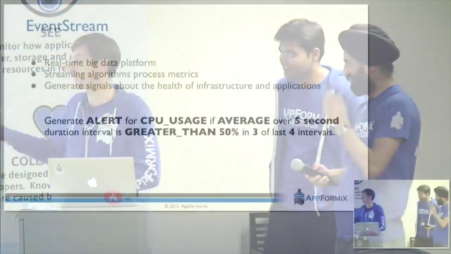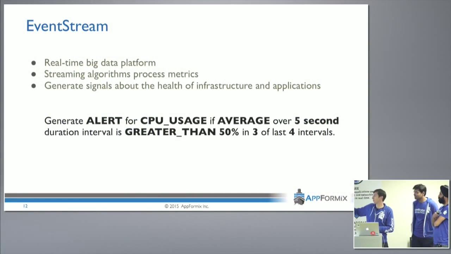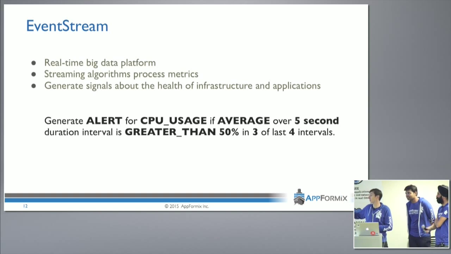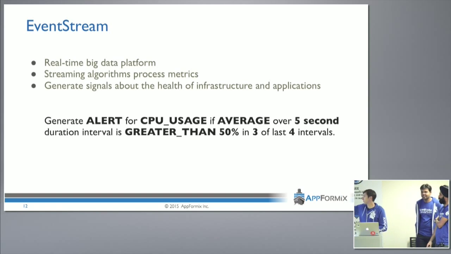So how the event stream works is basically you configure the policy that says, I want to generate an alert. This is an example: generate an alert for CPU usage if the average over a 5-second interval is greater than 50%. And then we don't want it to be too noisy, so we allow you to say, within the last 3 or 4 intervals, whatever number you want, that I want to see this as a sustained problem, not just a blip.